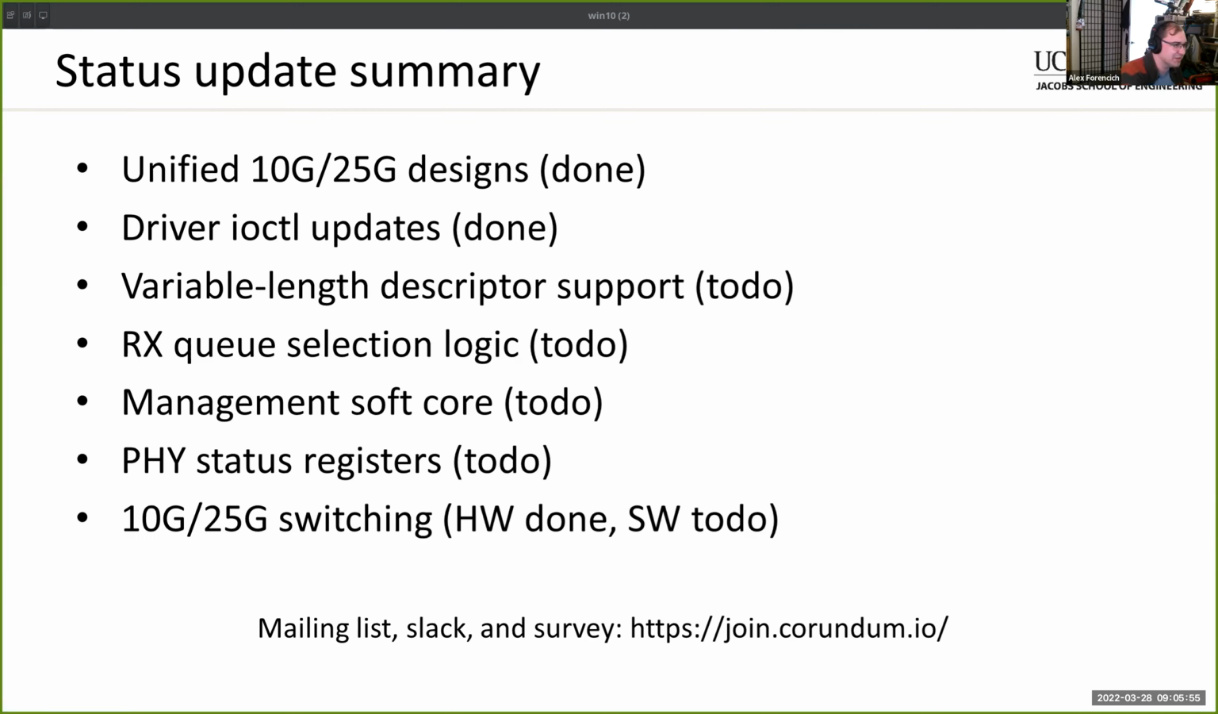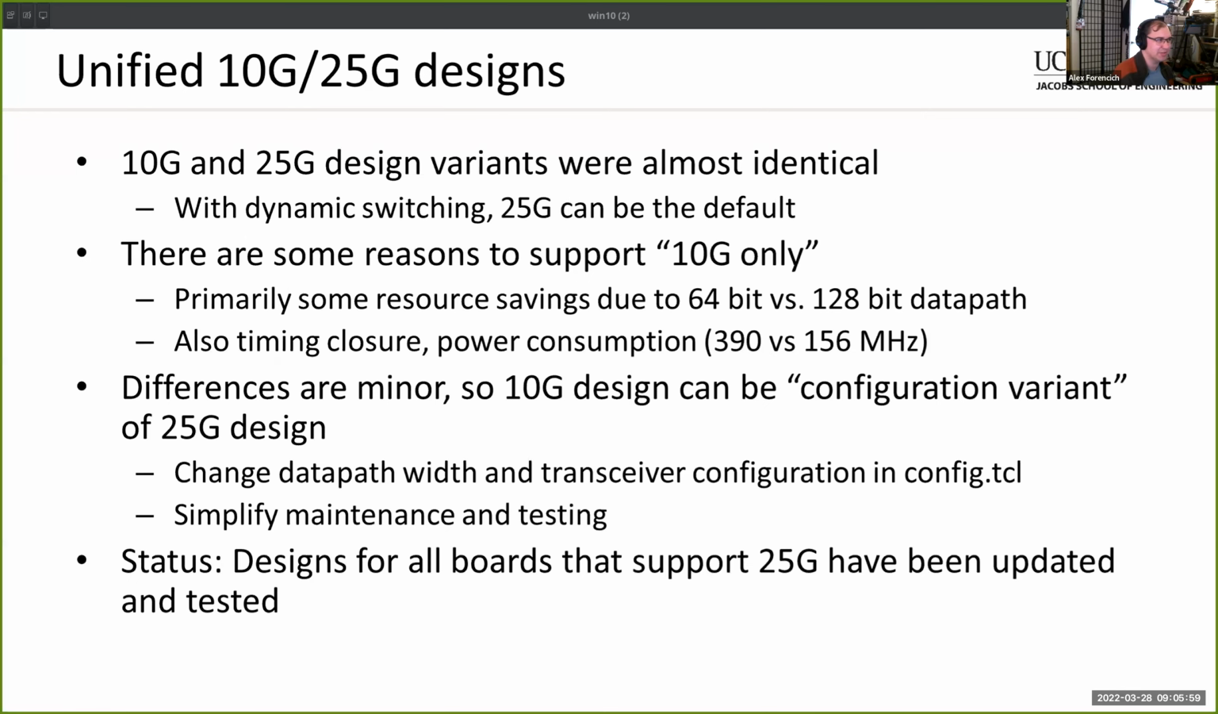All right, so we'll go ahead and go over these main couple of changes here so far. So first one is the unified 10 gig, 25 gig designs. So previously, for most boards, I had a design that ran at the board's capability. So if the board ran at 100 gig, I had a 100 gig design. If it ran at 25, I had a 25 gig design. If it ran at 10, I had a 10 gig design.